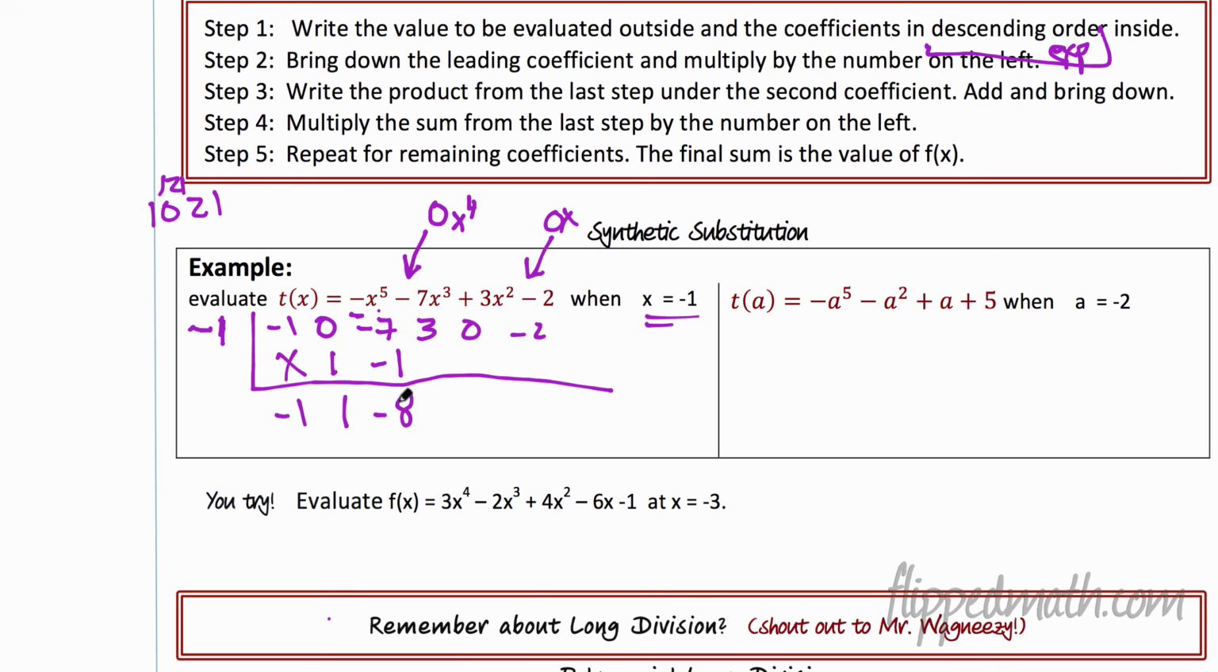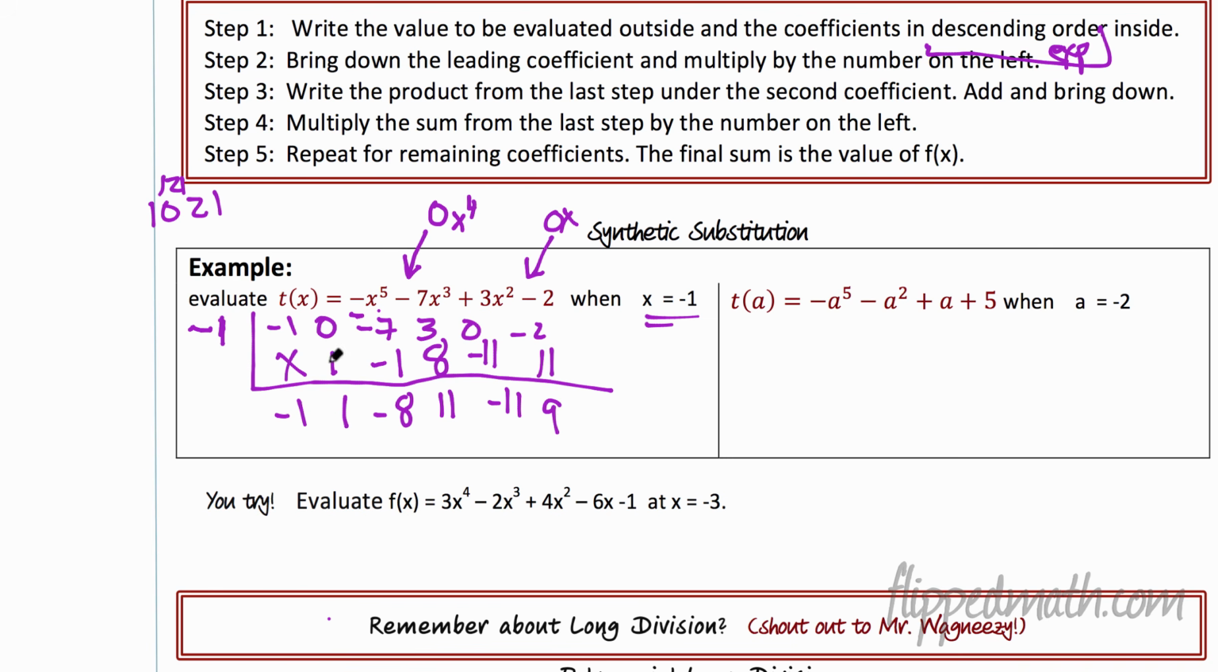You get -1 times -8 is a +8. Add going down. You get 11. Multiply. -11. Add. You get -11. And we're all done. After the step here, we get a 9. So everybody see how that works?